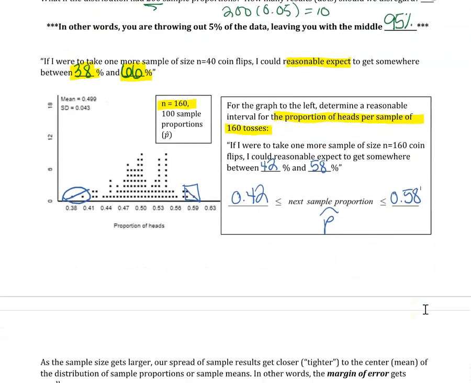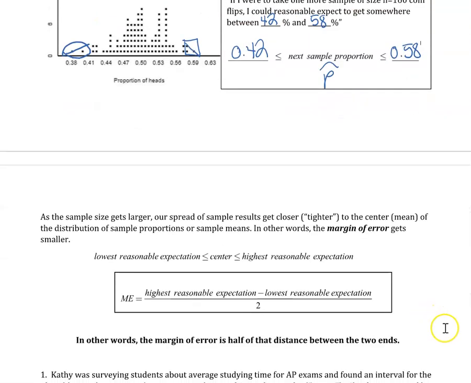So on the next page, it says, as sample size gets larger, our spread of sample results gets closer or tighter to the center or mean of our distribution of sample proportions, or means if we were looking at means. In other words, our margin of error gets smaller.